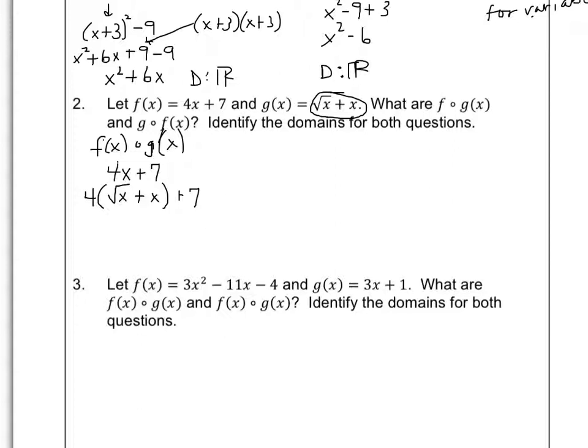So if I distribute the 4, I've got 4 times the square root of x plus 4x and then plus 7. None of these three are like terms. Okay, so I can't simplify anymore.